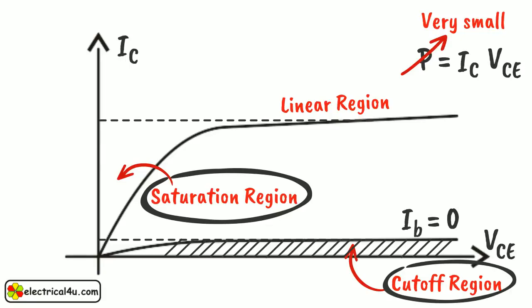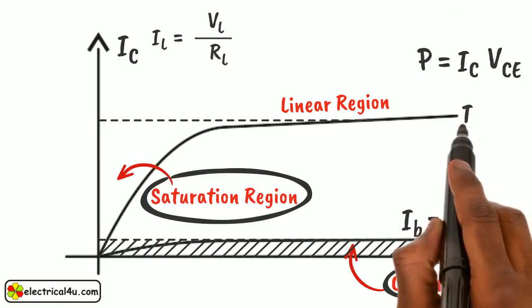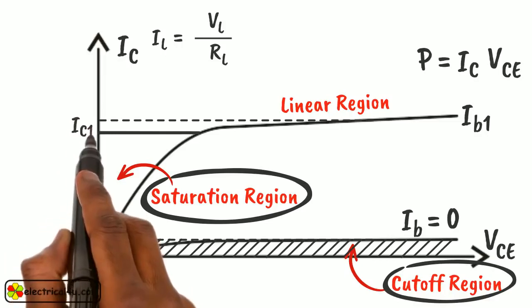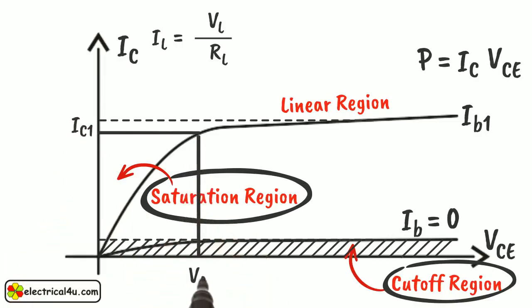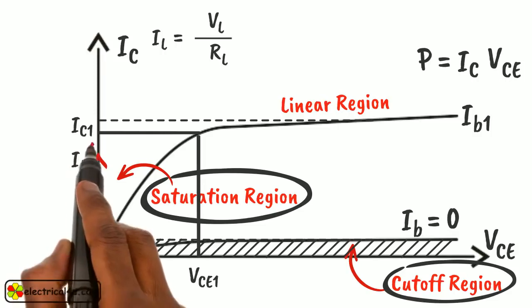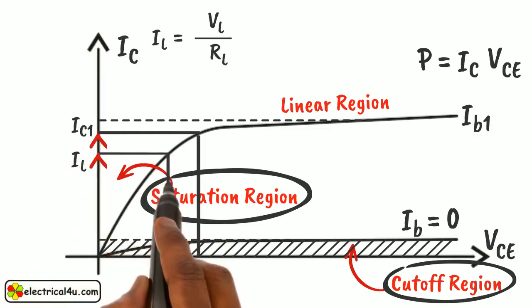Now, suppose the transistor is connected in series with a load of resistance RL. In normal condition, the voltage across the load is VL. Hence the current through the load is IL equals VL by RL. If the transistor is operated with a base current IB1, for which collector current is IC1, and if the load current VL by RL, that is IL, is less than IC1, then the transistor is operated in saturation region.